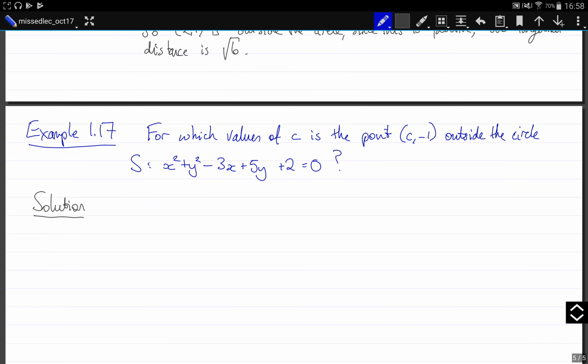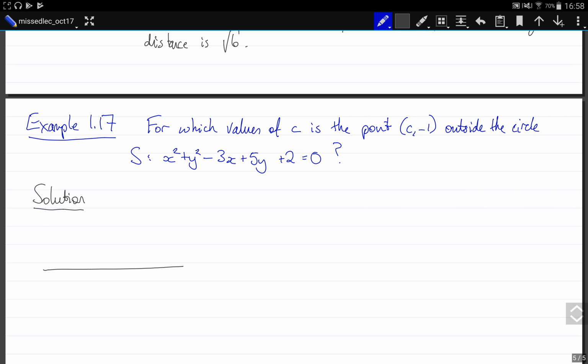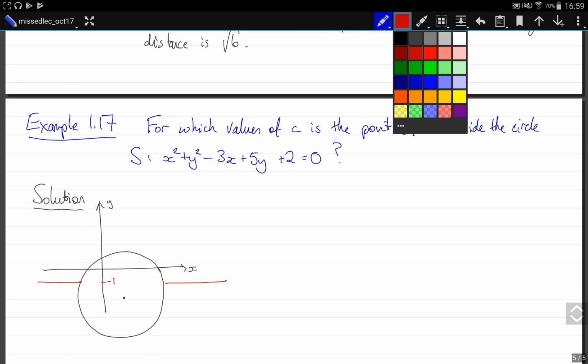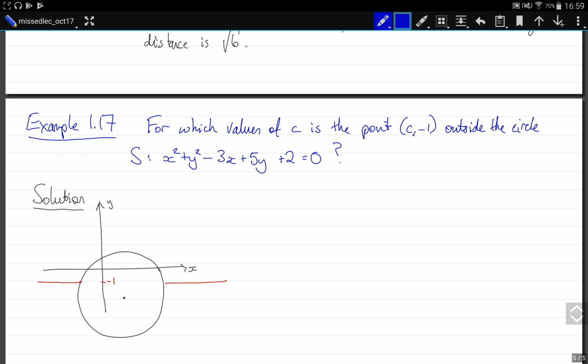It's not compulsory to draw a picture, but I think it helps. At least it helps me. So the circle has centre 3 over 2, comma minus 5 over 2, and radius square root of 9 over 4 plus 25 over 4 minus 2, a bit more than 5 over 2. Oops. Maybe something like that. And we're interested in these points and these points on the line y equals minus 1. So we'll see how close to that we get when we do the problem algebraically.